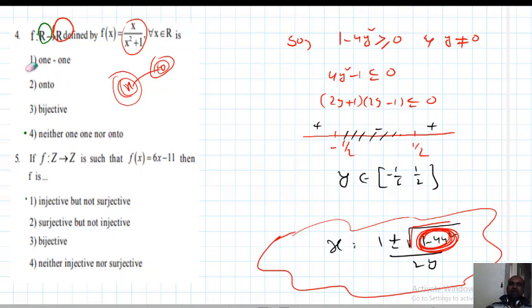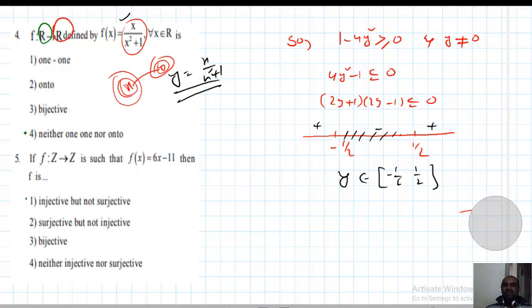So what I wrote here, y not equal to 0, no? But y equal to 0 happens here. See, y is actually x by x square plus 1. In general y is not equal to 0 from the formula, but this function gives y equal to 0. If x equals 0, what is y? If x equals 0, y equals 0 only, no? That's why your output is 0, and the value of x is 0. So finally, what I got: y in minus 1 by 2 to 1 by 2 is called the range. The range of f is the closed interval minus 1 by 2 to 1 by 2.